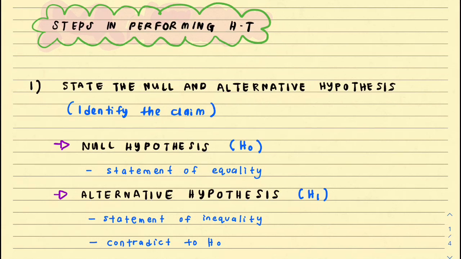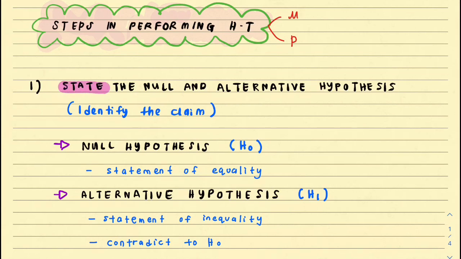HT here is referred to hypothesis testing. The first thing that you have to know is about the population parameter used, whether you are using average, mu, or proportion, P. So it depends on the question. Later on, we'll look at the example. We have only 5 quick steps to perform hypothesis testing.